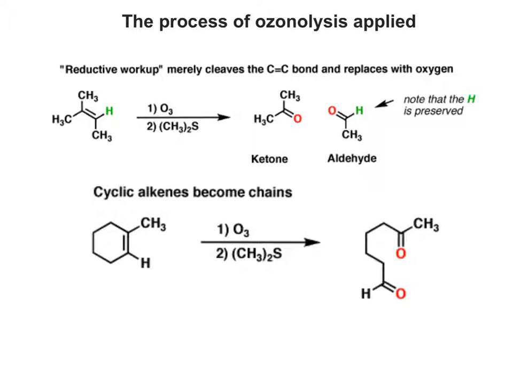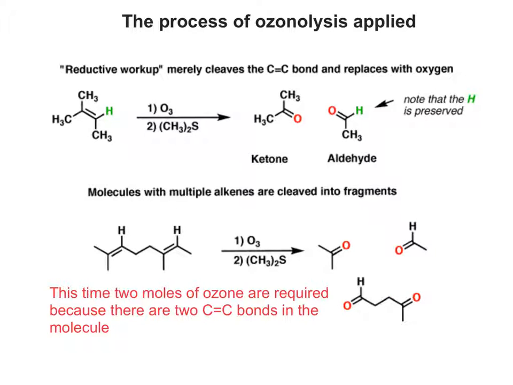So if we apply this to slightly more complicated looking alkenes, such as cyclic alkenes, all that happens is the alkene ring, the cycloalkene ring, is broken open, and an oxygen is added to each of the carbons. So again, we have a carbon-carbon double bond which is cleaved, and oxygen is added. And our (CH3)2S, or dimethyl sulfide, acts as a reducing agent in this particular case, but it could equally be any other reducing agent that would do the job just as well. So in this case you'd need 2 moles of ozone because there are 2 carbon-carbon double bonds in the molecule.